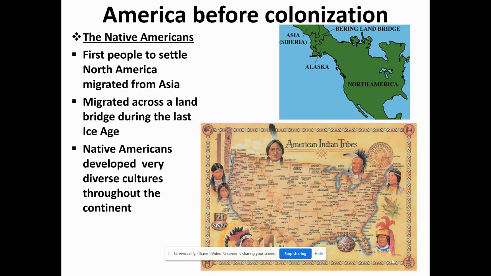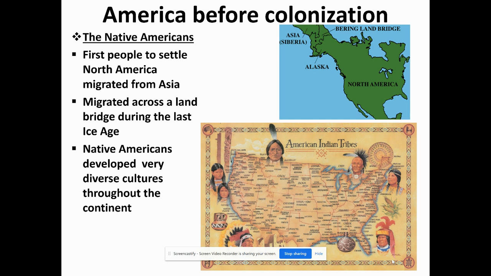All right. We want to start with the very beginning. So we're going to go way back to before North America was even colonized. We know that this part of the world is where our Native Americans are going to be able to find their roots. The first people to settle in North America migrated from Asia. They migrated across a land bridge during the last ice age.